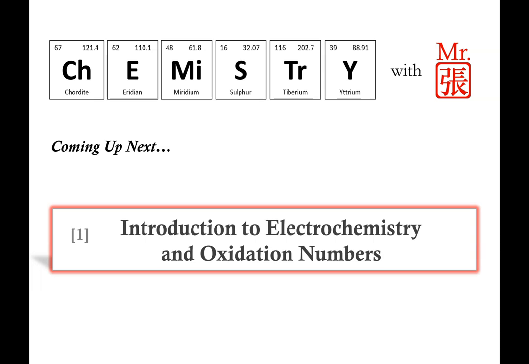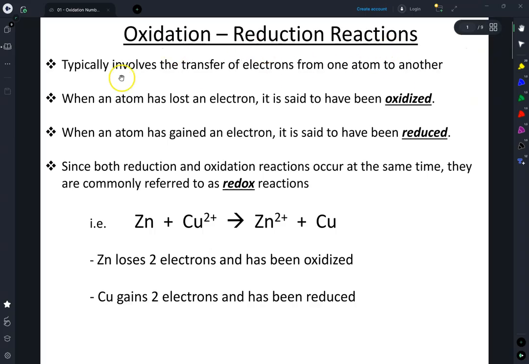In this video tutorial, we will introduce the concept of electrochemistry and oxidation numbers. Oxidation-reduction reactions typically involve the transfer of electrons from one atom to another. If an atom has lost an electron, it is said to have been oxidized. On the other hand, if an atom has gained an electron, it is said to have been reduced.